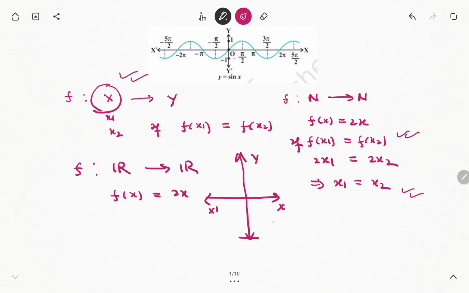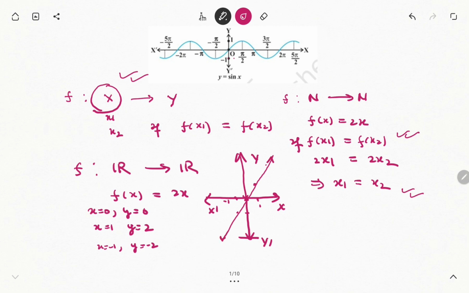X-axis, y-axis, and x equal to 0, y is 0. You take a few points. x is equal to 1, y is equal to 2 we will get. So here we will get a point (1, 2), and similarly you take a point x is equal to minus 1, y is equal to minus 2. So we will get a point here. This is 1, this is minus 1, and join this.